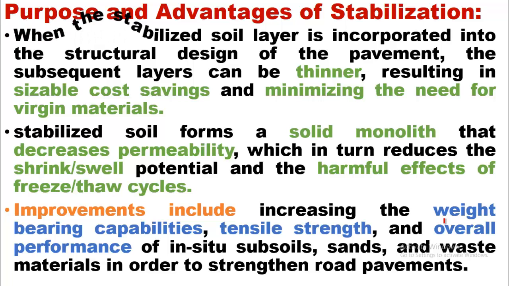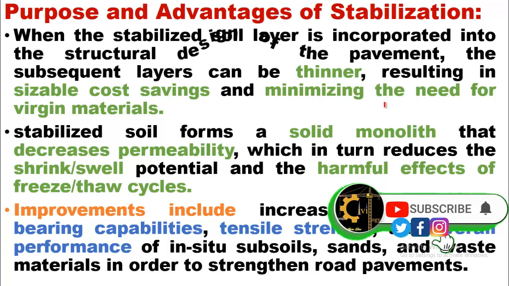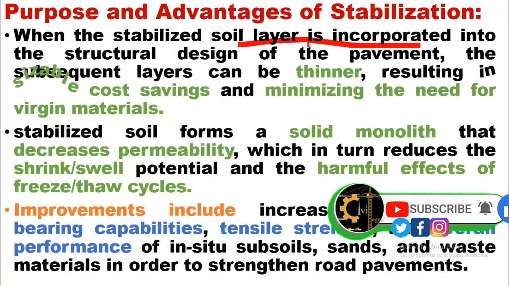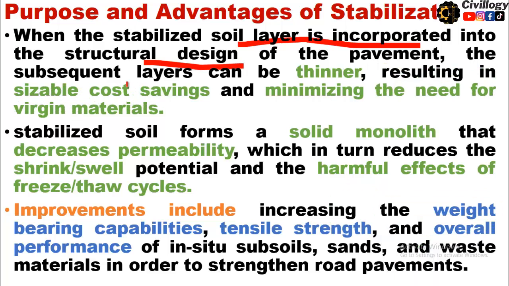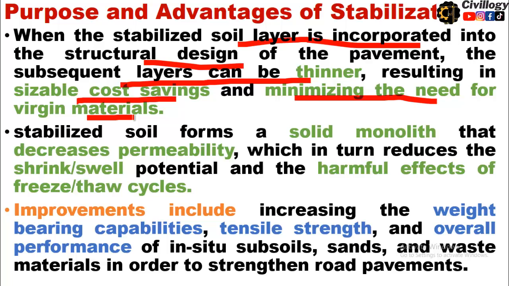Now coming towards the purpose and advantages of stabilization. When the stabilized soil layer is incorporated into the structural design of the pavement, the subsequent layers can be thinner, resulting in a sizable cost saving and minimizing the need for virgin materials. If we talk about pavements like roads, if the soil is mechanically stable and strong, then a thinner layer, or you can say lesser material, will be required to bear the same quality of load. So it saves your cost, it saves the need for material.